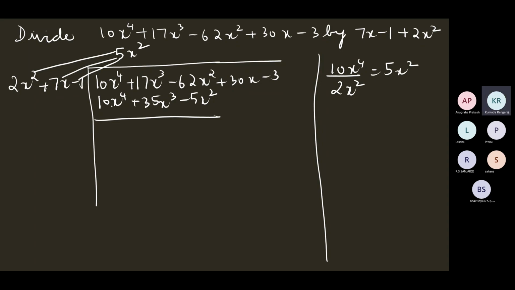Then change the signs. Whenever it's division, you should change the signs throughout. So this plus becomes minus, minus becomes plus. 10x to the power 4 minus 10x to the power 4 gets cancelled. Plus 17 minus 35 is minus 18x cubed.